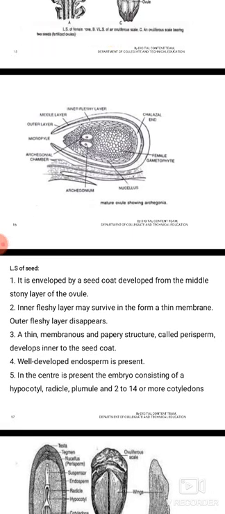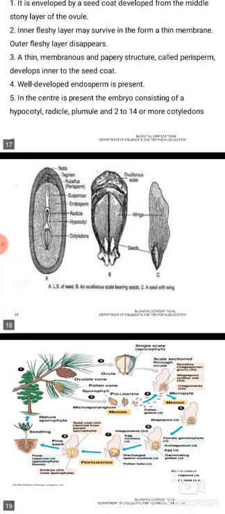Coming to the seed. The seed is enveloped by a seed coat developed from the middle stony layer of the ovule. Inner fleshy layer may survive in the form of a thin membrane. Outer fleshy layer disappears. A thin membranous and papery structure called perisperm develops inner to the seed coat. Well-developed endosperm is present. In the center is present the embryo consisting of hypocotyl, radicle, plumule and 2 to 14 or more cotyledons.